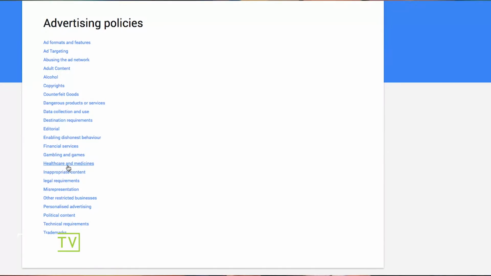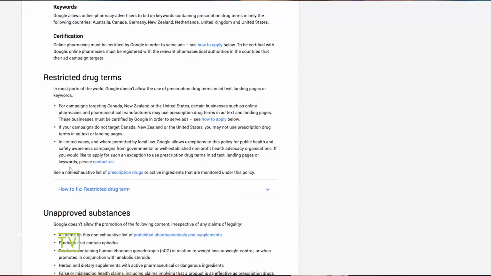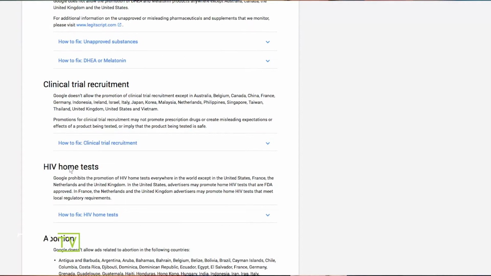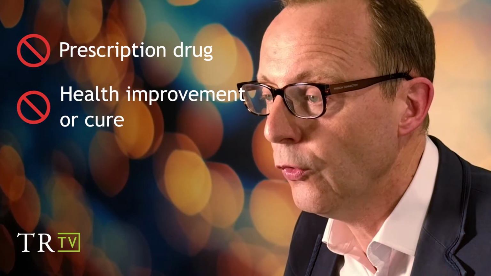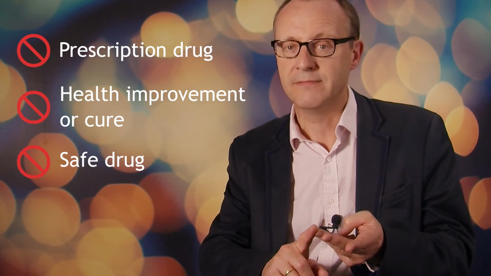A challenge for online advertisers is understanding what's acceptable to the advertising channel, and conversely, what isn't okay. For Google, for example, clinical trial advertising falls within their restricted content category, meaning material that can be advertised but with limitations. So, out of bounds for Google is any language that refers to a prescription drug, the possibility of a health improvement or a cure, and also any implication that a drug could be safe.